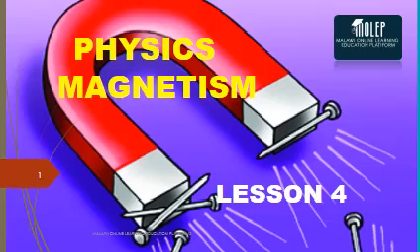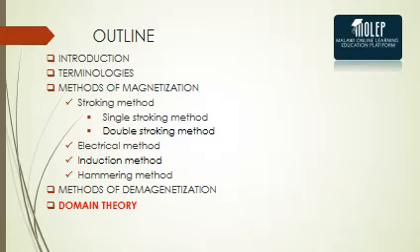We are still doing magnetism, and this is the last lesson in magnetism. This is how we have been moving. We started introducing this topic. After that, we looked at terminologies and methods of magnetization, which are the stroking method, electrical method, induction method, and hammering method, and we went as far as methods of demagnetization.